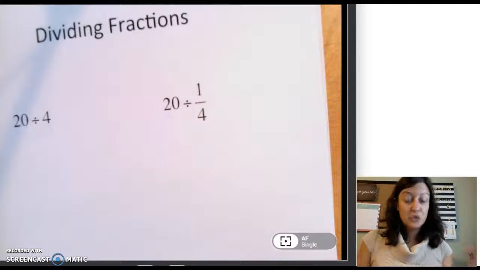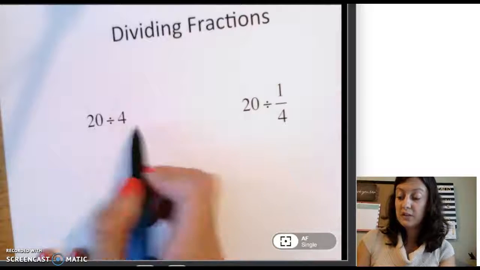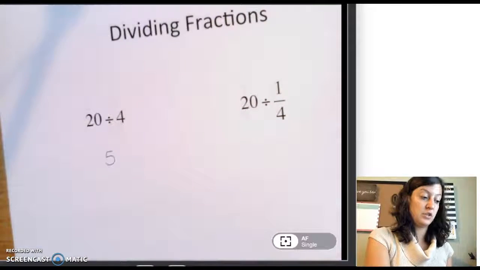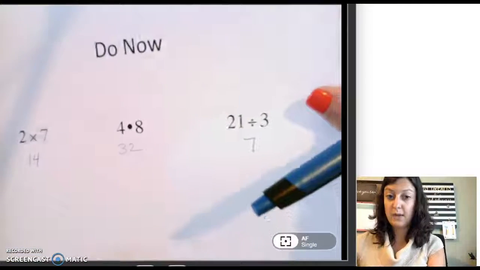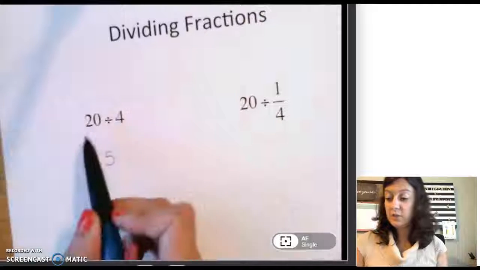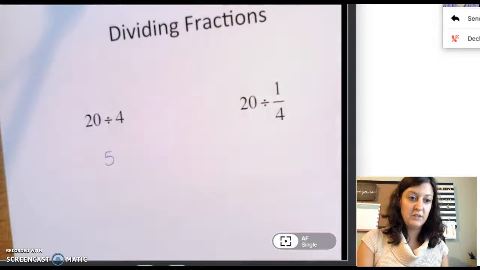Dividing fractions, super easy when you realize what you're talking about. 20 divided by 4, you all know, is 5. Now let's go back here to our do now here, right? 21 divided by 3, 7. 20 divided by 4 is 5. Oh, my phone is ringing.